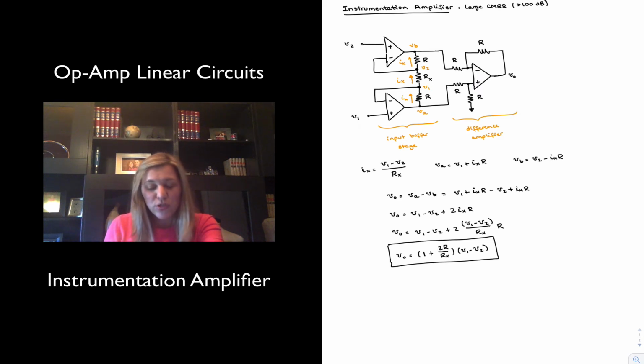Now, both in the instrumentation amplifier as well as the difference amplifier we had previously seen, it is very important that the resistors be very well matched to achieve a high CMRR value. And the instrumentation amplifier achieves that because it's typically built in a monolithic piece of silicon. So all those op-amps are not just put together as discrete devices, but rather they're all built together in a single IC. And therefore it is easier to achieve good matching among resistors.